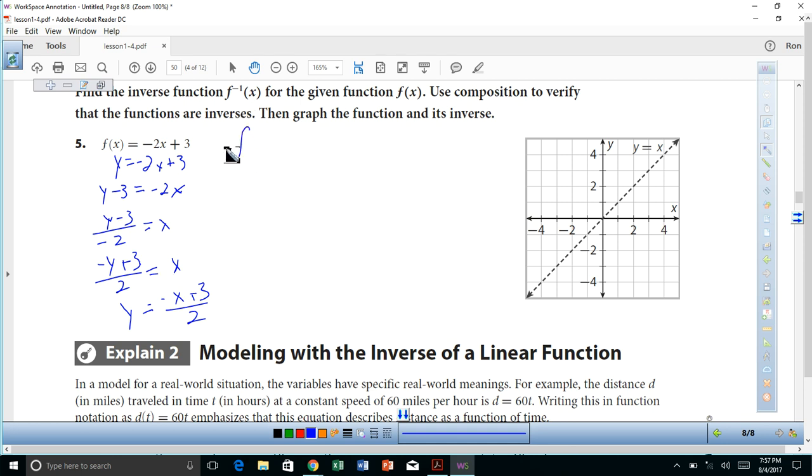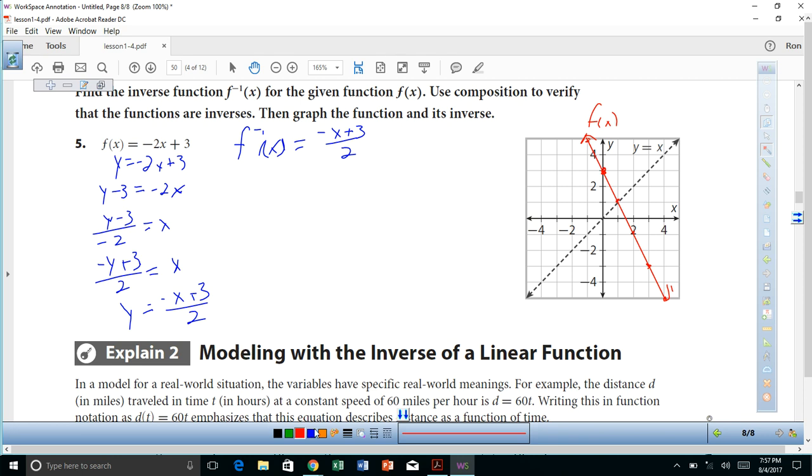So the inverse of f of x, and I'm just replacing the y with that symbol, is negative x plus 3 over 2. So let's see, I need to graph that. So let's graph this one here. Let's find 3, do it in red, and then down 2, right 1, down 2, right 1, down 2, right 1, and there we go. And so let's graph that. What do we got here? And it looks like that. And that is f of x.